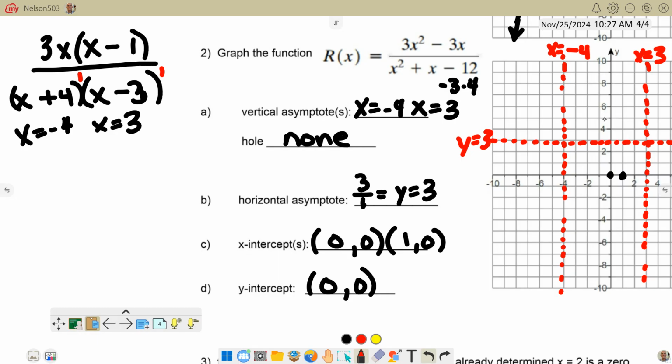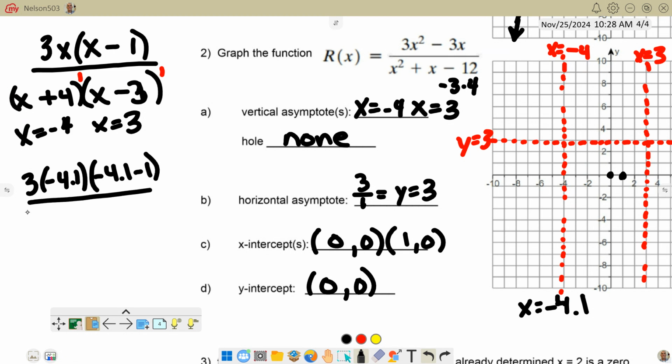Now let's see. Got all the asymptotes on there. Let's try and find which direction it's going, like down or going up. So how about I try x equals negative 4.1. If I put negative 4.1 into all of this information, I'd have 3 times negative 4.1 times negative 4.1 minus 1, all over negative 4.1 plus 4 times negative 4.1 minus 3.